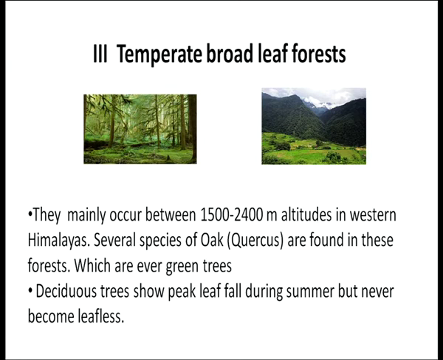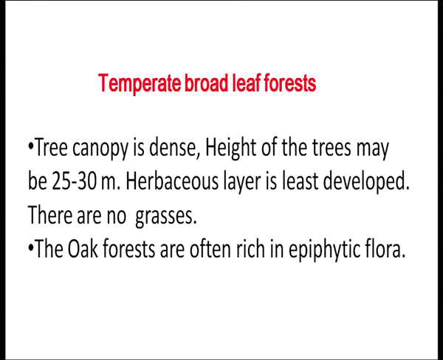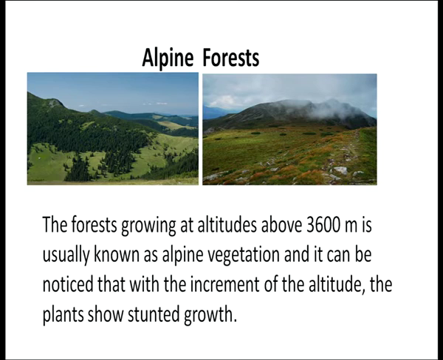Several species of oak are found in these forests, which are evergreen trees. The deciduous trees show peak leaf fall during summer, but they never become leafless. The tree canopy is dense. Height of the trees may be between 25 to 30 meters. Herbaceous layer is least developed. There are no grasses. Oak forests are often rich in epiphyte flora. The alpine forests grow at an altitude above 3600 meters usually, and it is noticed that as the altitude increases, there is a decreased or stunted growth of the plants.